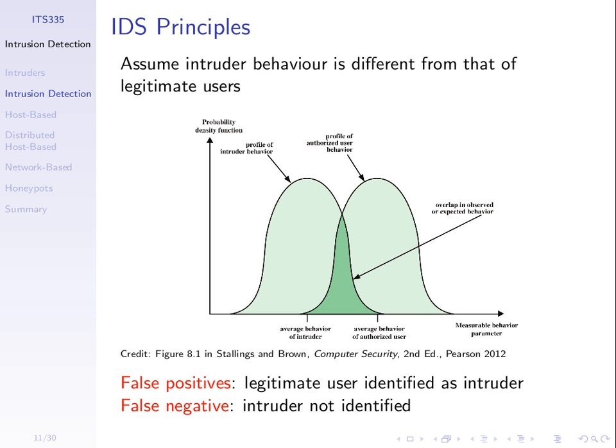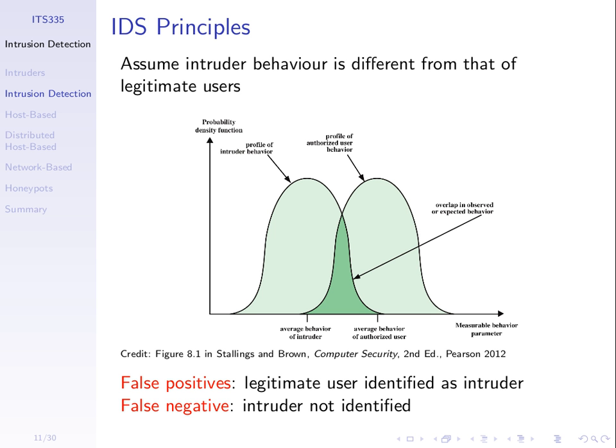How do we detect intruders? So we monitor what happens on a computer system or in a network, and we try and detect, is an intruder doing something, or is it a normal user doing something? So the principle is that we work on the assumption that an intruder behaves differently than a normal, legitimate user. They do something different from a normal user.